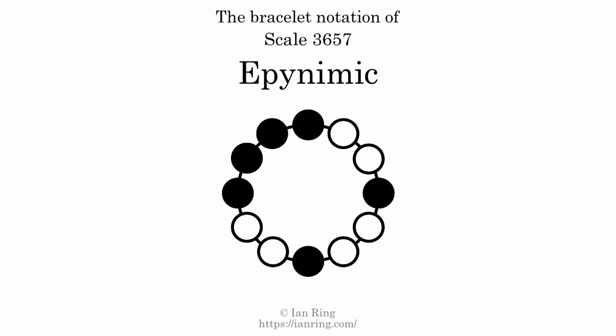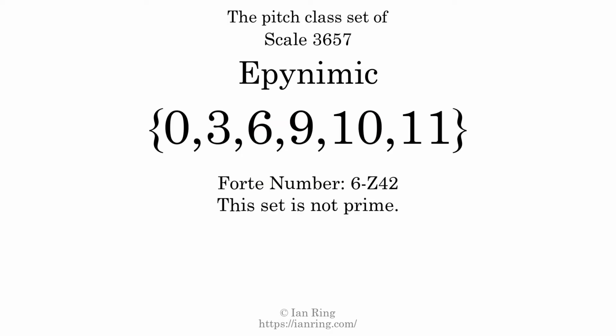This is a bracelet notation diagram of scale 3657. The shaded circles represent tones that appear in the scale, and they are read clockwise, starting at the top. The pitch class set for this scale is 0, 3, 6, 9, 10, 11. The forte class is 6Z42. This set is not prime.